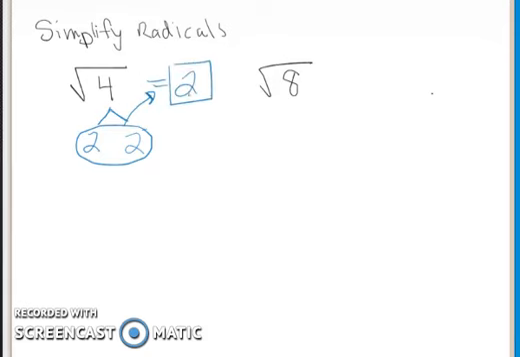So that's essentially how it works. If I've got 2 of something, I can pull it out. And since this is a perfect square, meaning 4 is 2 times 2, we end up with just 2 and everything's hunky-dory. We look at this next problem, we have rad 8, or the square root of 8.